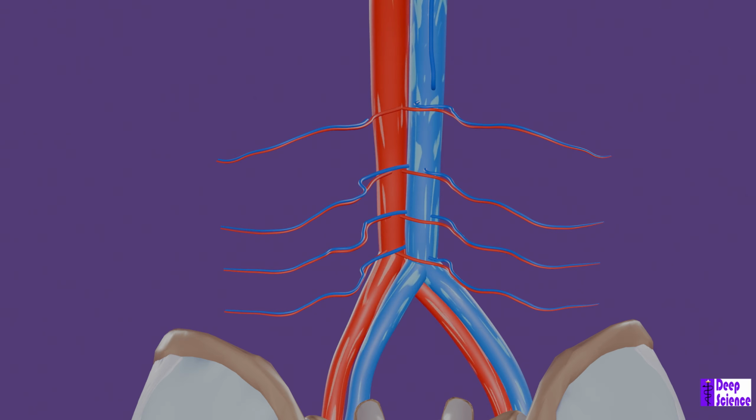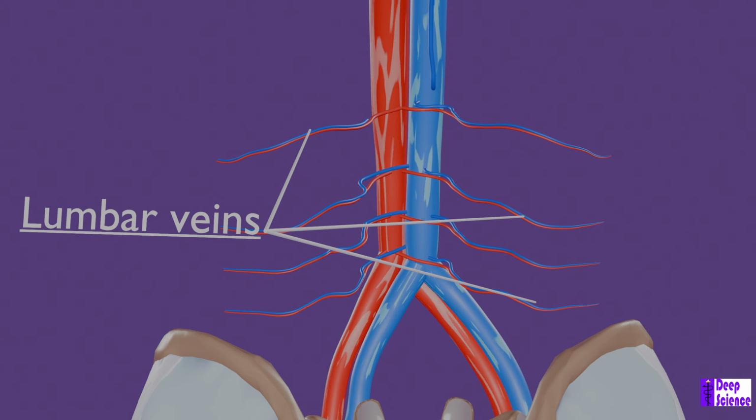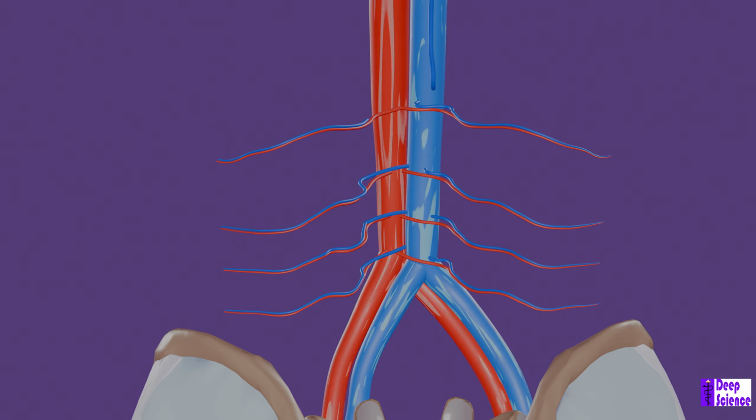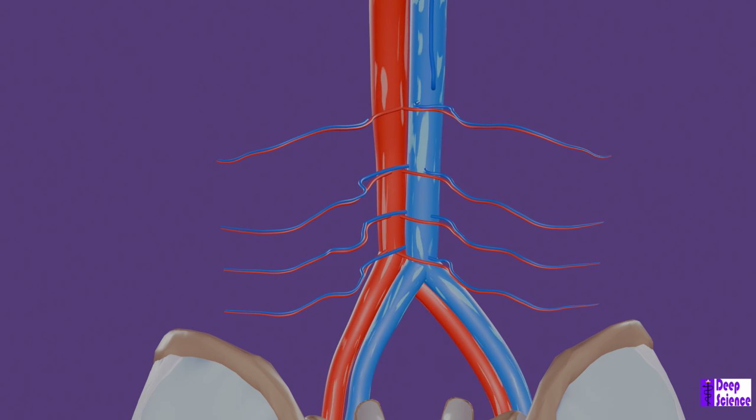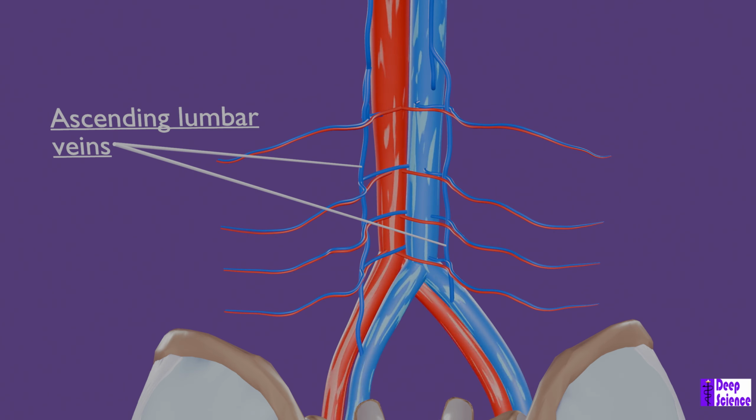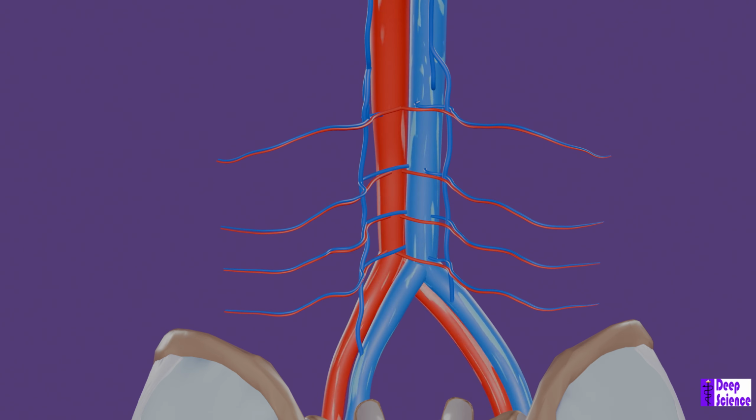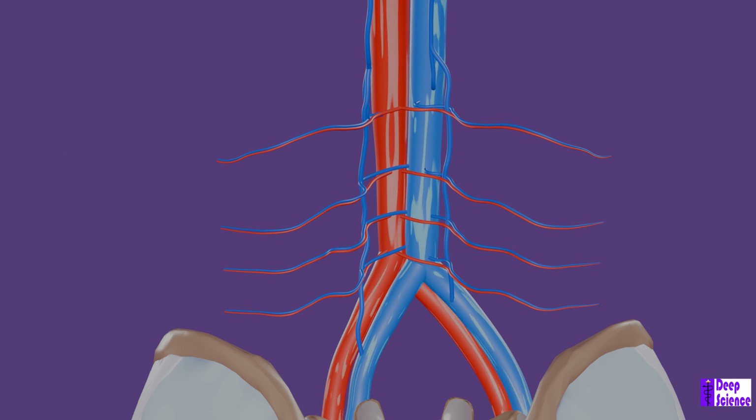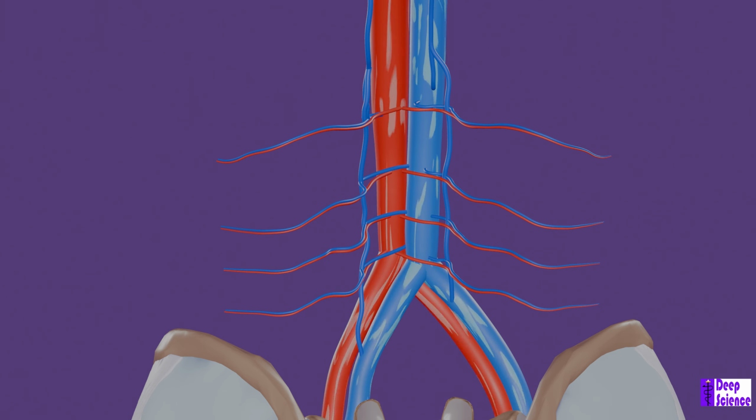Lumbar veins drain the posterior abdominal wall, deep back muscles, vertebrae, and spinal cord. Some of these lumbar veins drain directly into the inferior vena cava, while others drain into the ascending lumbar veins. The objective of this is to create a collateral pathway between the inferior and superior vena cavas. The collateral pathway diverts blood from one pathway to another in case one is blocked.